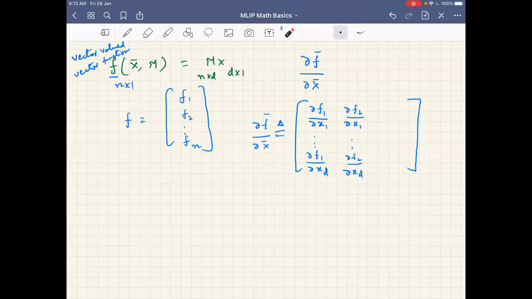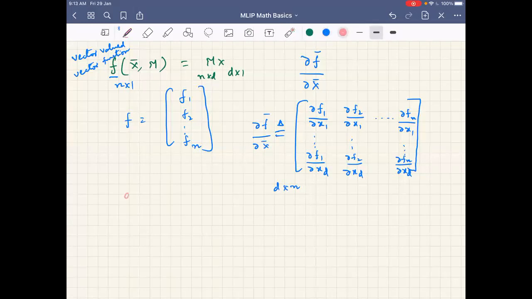Now what do you think is the dimension of this after doing all this? As I said, I will not give you a chance if you wait to answer my questions. D cross N. Yes, it is D cross N, so it is D rows and N columns. Now in this specific example, we want to see what dou F by dou X is.